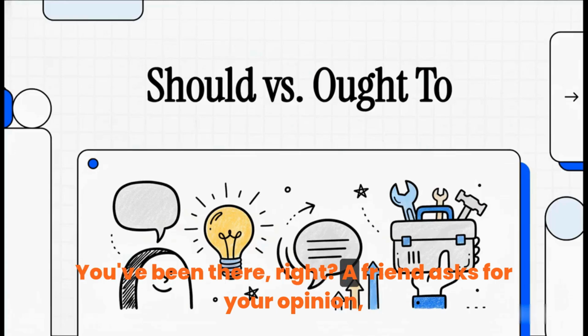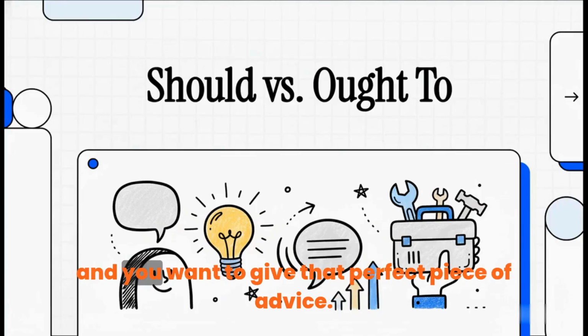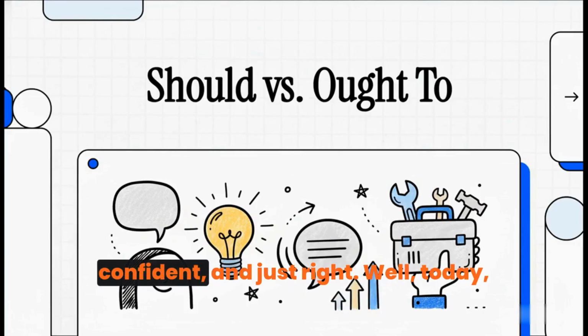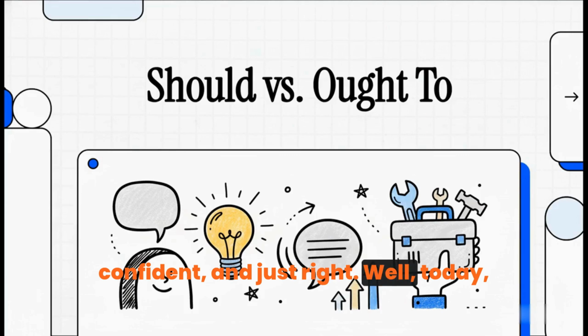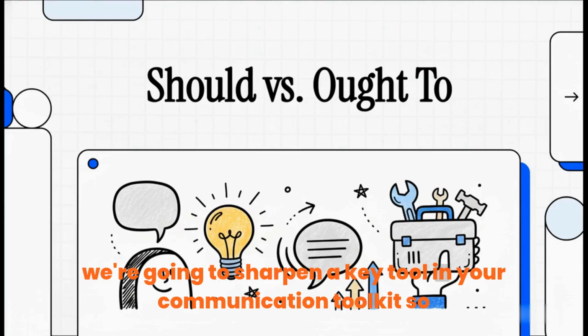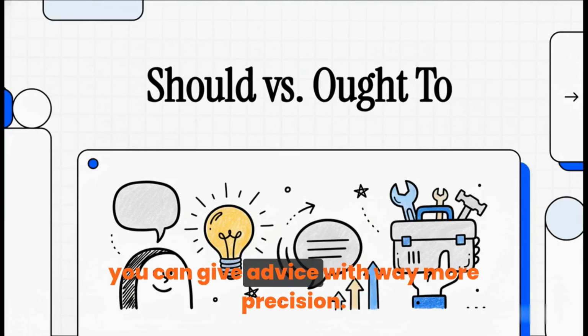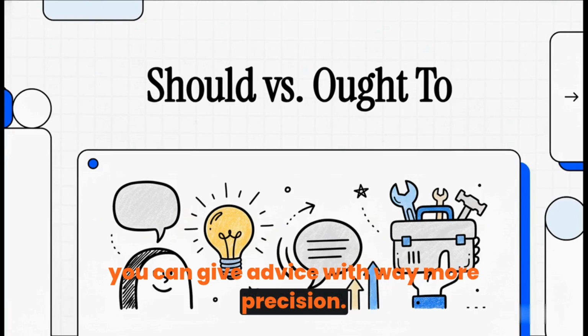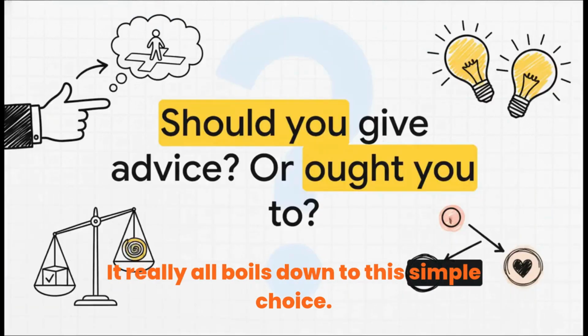You've been there, right? A friend asks for your opinion, and you want to give that perfect piece of advice, the kind that sounds clear, confident, and just right. Well, today, we're going to sharpen a key tool in your communication toolkit so you can give advice with way more precision. It really all boils down to this simple choice.